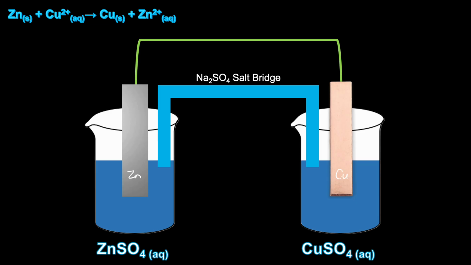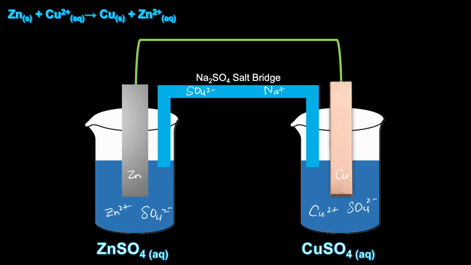In the zinc sulfate solution, we're going to have Zn2+ in solution, as well as SO4 2- in solution. And then in our right half cell, we're going to have copper 2+ in solution and SO4 2- in solution. And then our salt bridge, we can see we're going to have sulfate ions as well as Na+ ions.